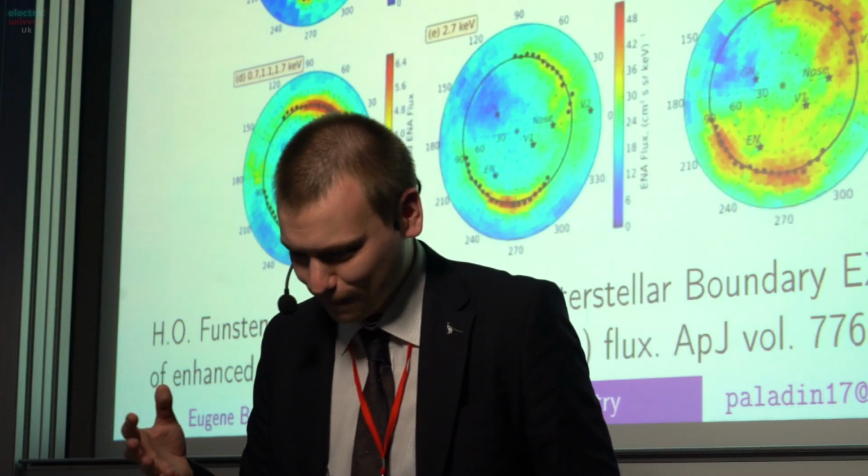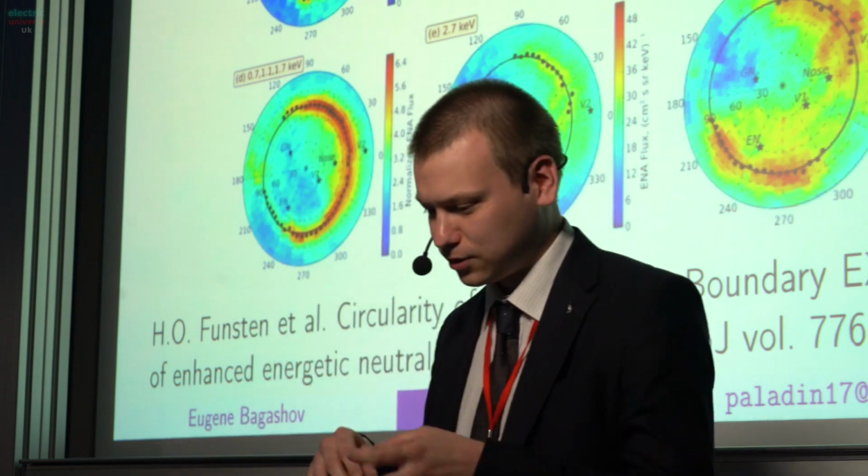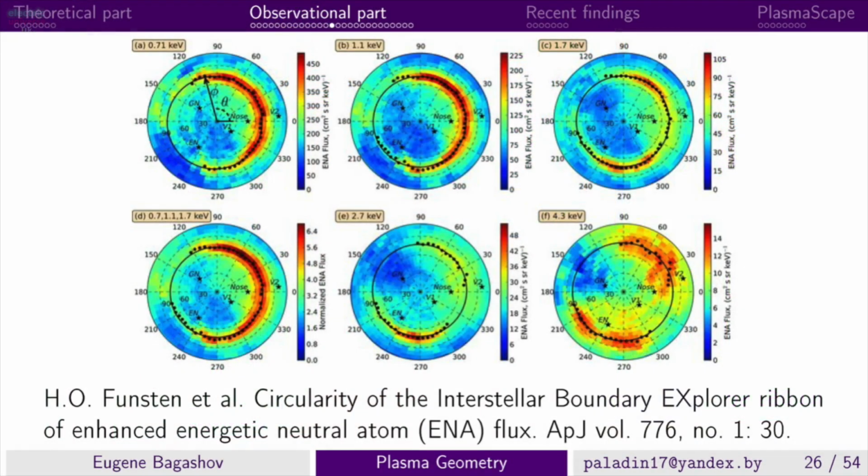So if you weren't convinced that the IBEX ribbon is circular, here's the picture from this paper where they use the coordinate system actually centered on the center of this structure. So you can see it's pretty circular.